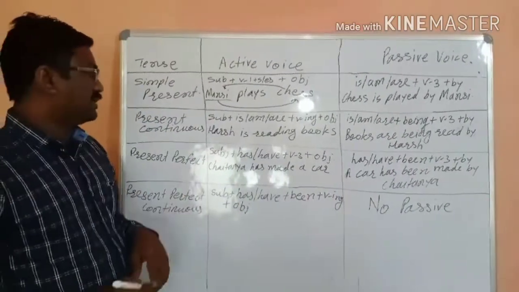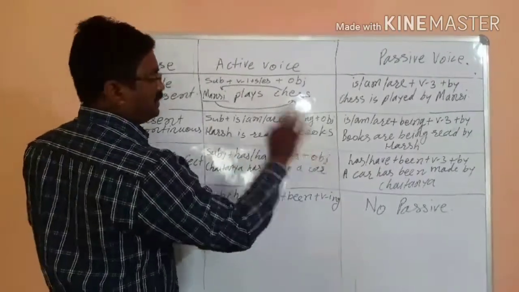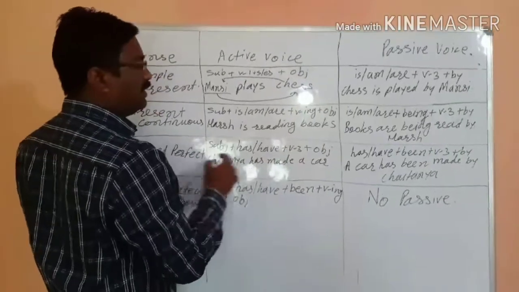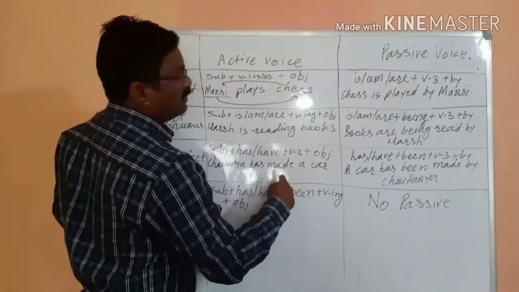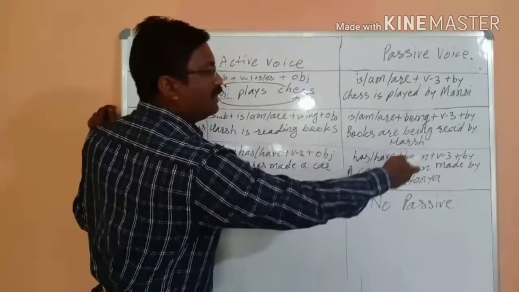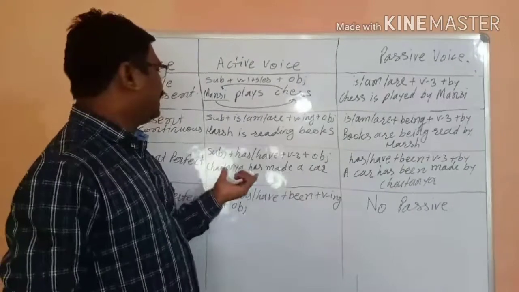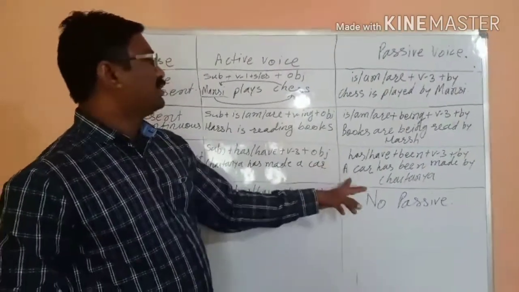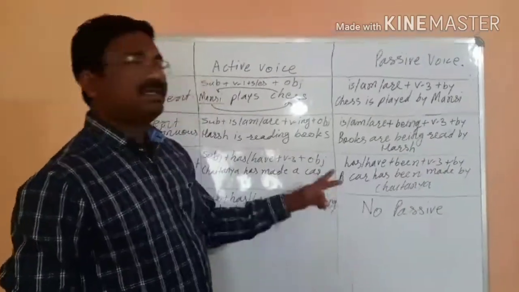Present perfect tense. Subject plus has, have plus V3 plus object. Chaitanya has made a car. So here in passive voice, what we need to take? Has, have plus been plus V3 plus by, whatever the subject will come there afterwards. So Chaitanya has made a car. It becomes a car is singular there. So we need to take has. A car has been made by Chaitanya.